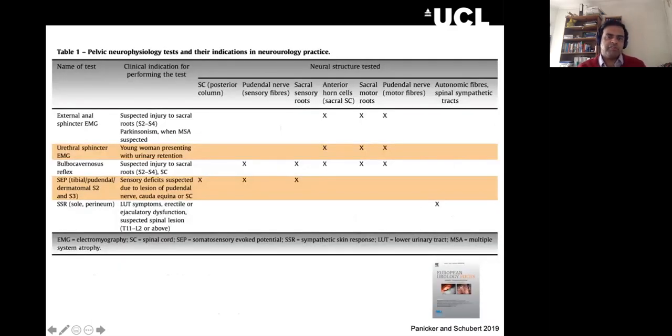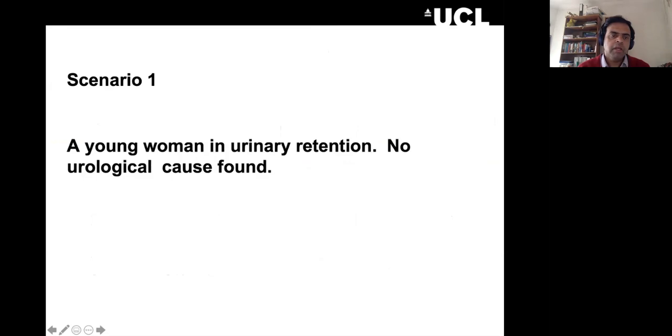So using these different neurophysiology tests that are in this column on the left, we are able to evaluate the afferent, efferent component, and even the autonomic innervation to the pelvic floor. So I'll now go through some examples, and then please, if the chairpersons can tell me when time's up, I will stop.